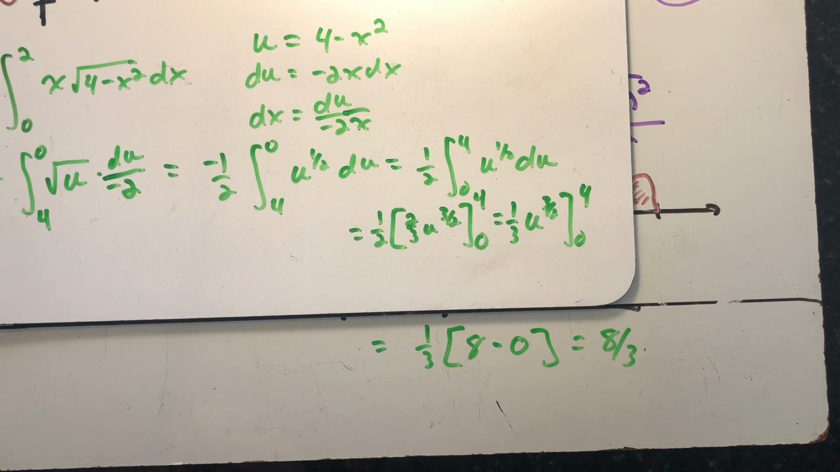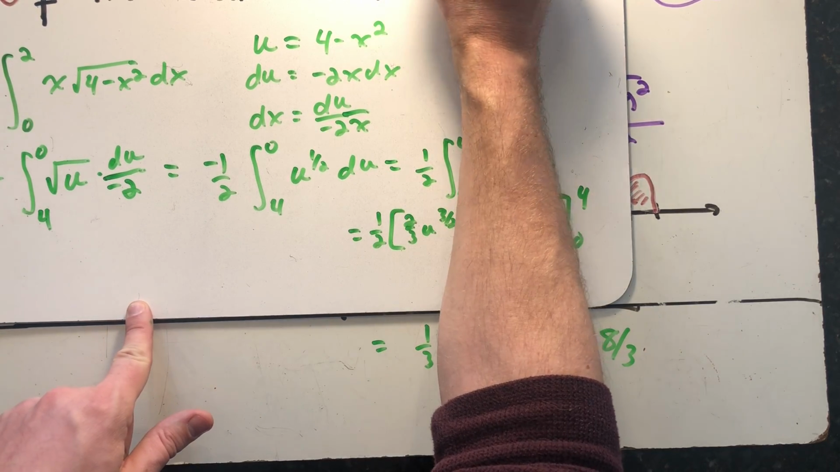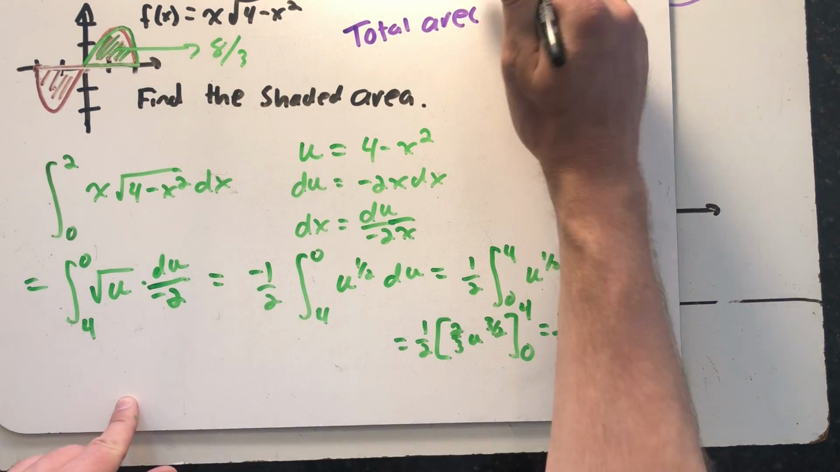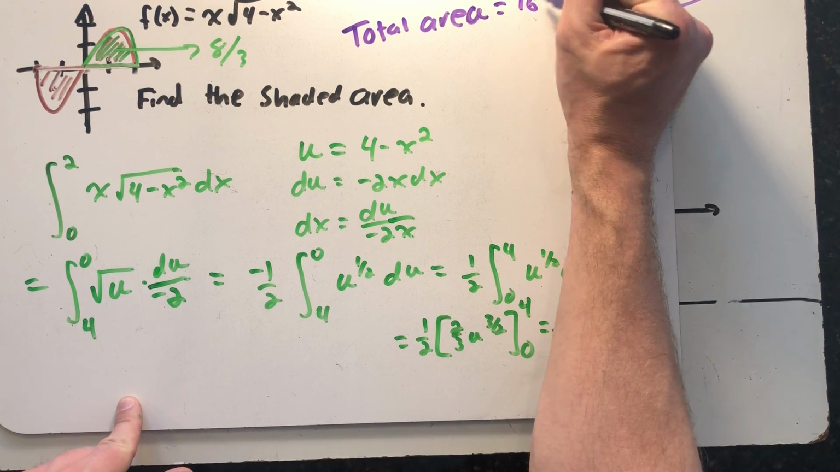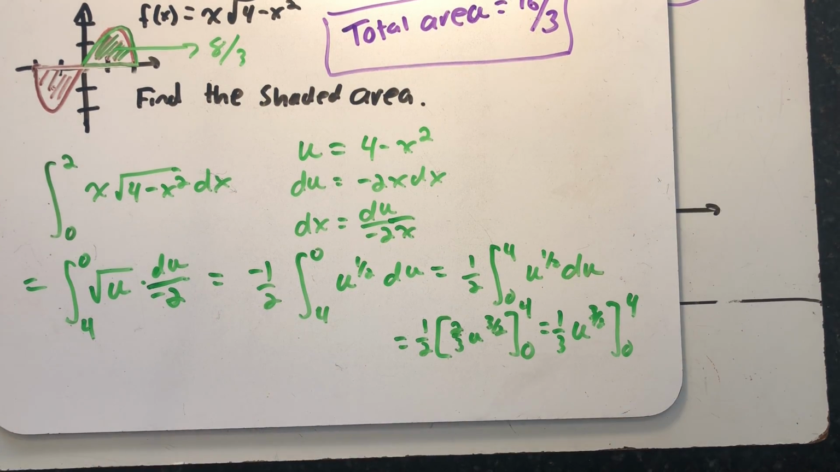To find the total area, I need to double it. The green shaded is half the total area, so I'll just double it, and that's going to be 16/3. So that's that total area shaded.